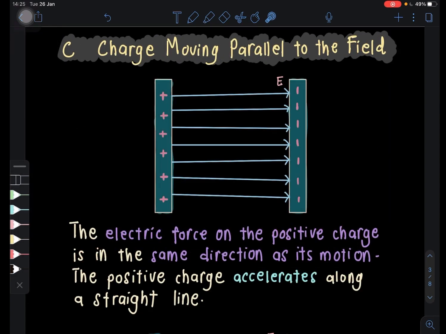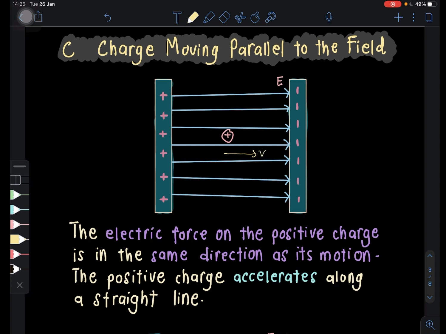Okay, next one is for the case when the charge is moving parallel to the field. Previously we looked at when it moves perpendicular, which is when it is 90 degrees. So this one is when this charge is moving parallel to the field. The field is going from positive to negative, so its motion also must follow the electric field. Sorry, this one is v, which is the velocity.